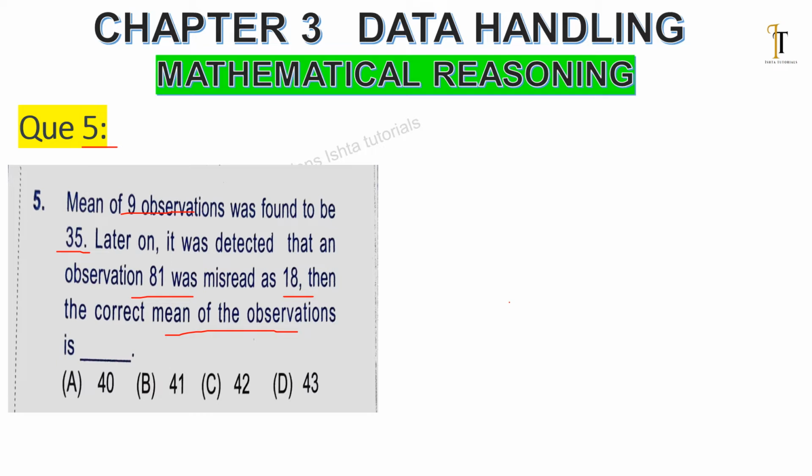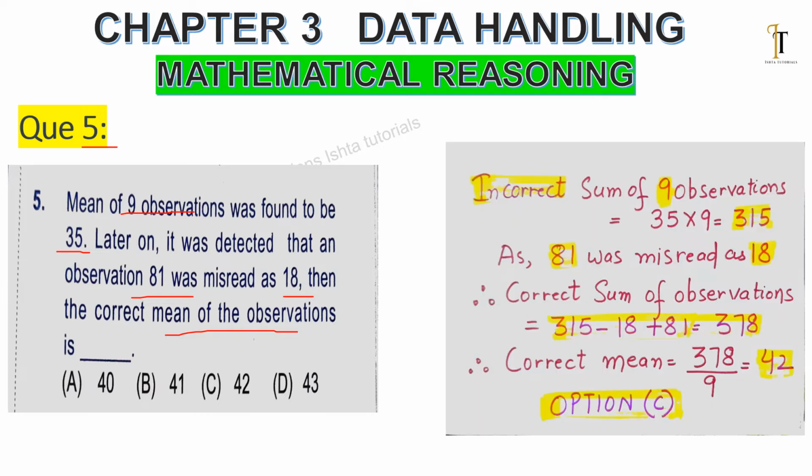So students, here we first need to find the total of the 9 observations. The total is 35 into 9, that is 315, right? As 81 was misread as 18, you need to subtract the wrong one and add the correct one to the total. So 315 minus 18 plus 81 is equal to 378.